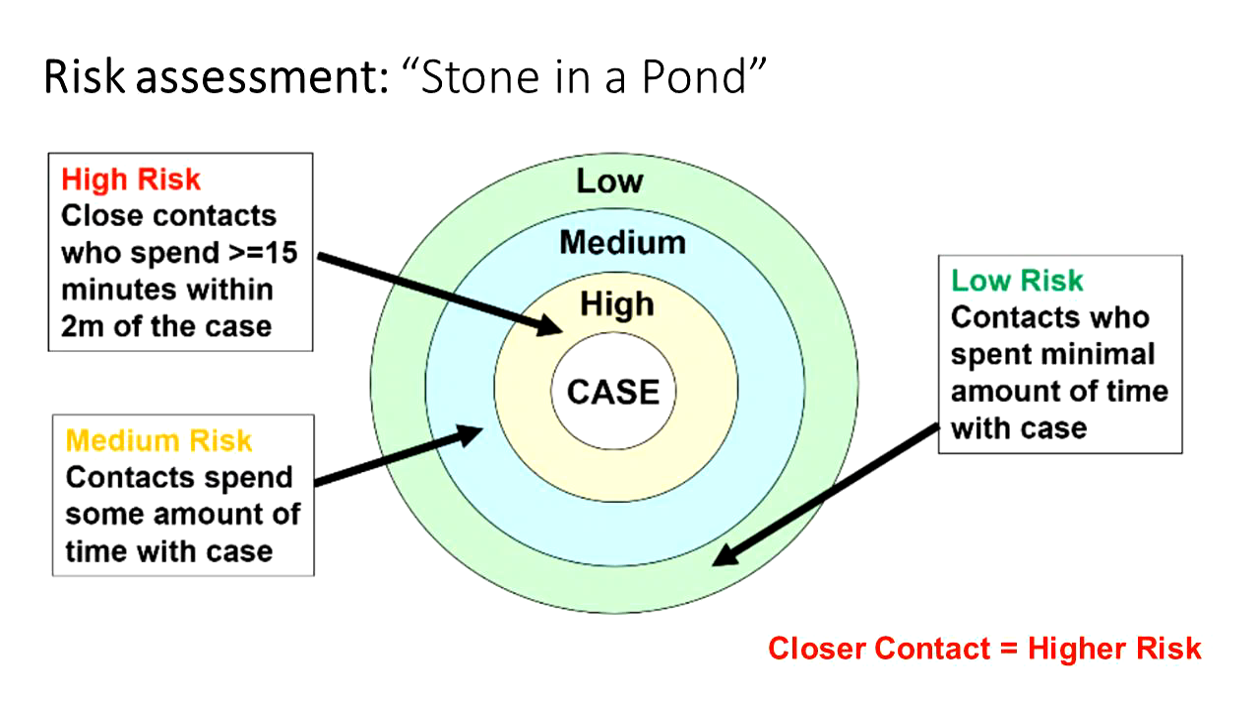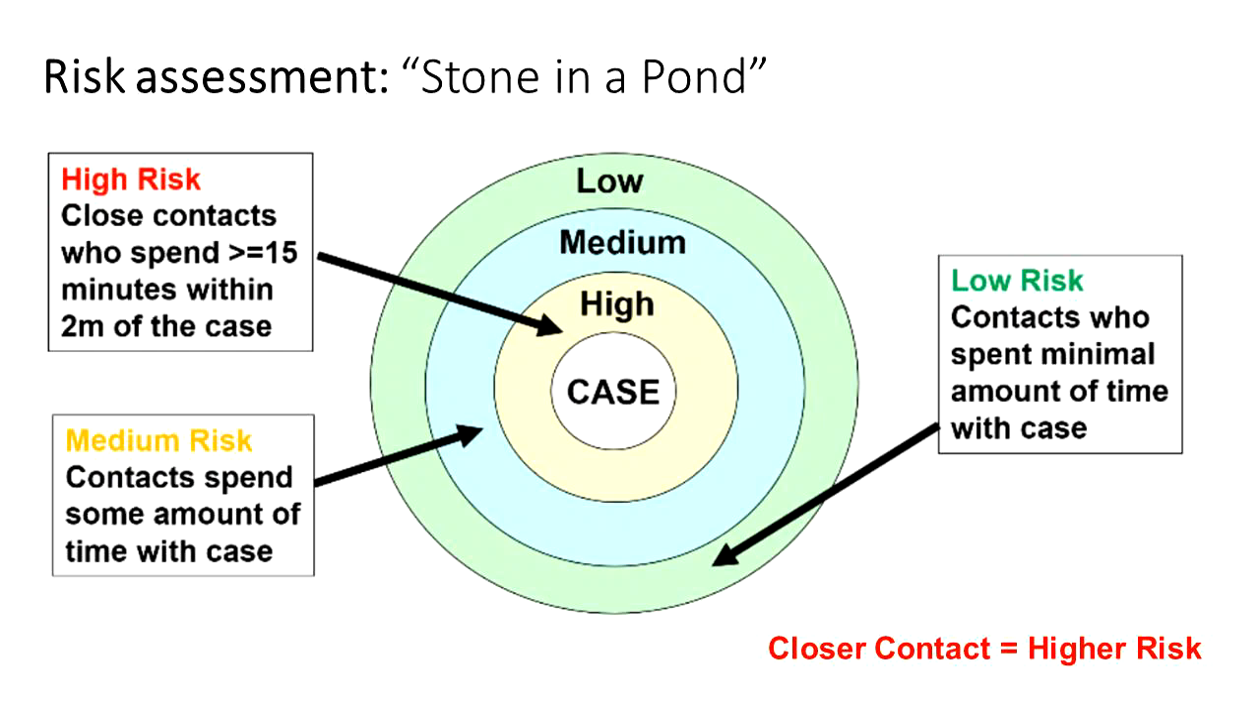So at the centre, where the stone hits the pond, we have the case, and immediately the wave around that case are the people who are high risk, and these are the close contacts, those individuals who share a bed with them or who spend 15 minutes or more within 2 meters of them, so household contacts, for example. So they're the high risk individuals.